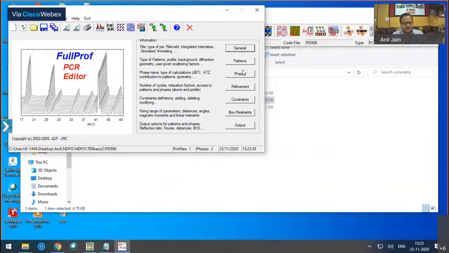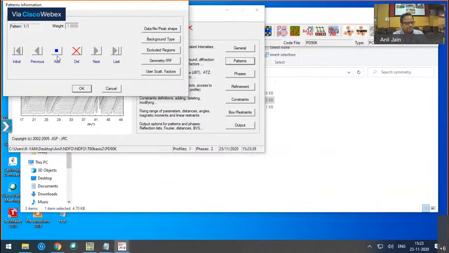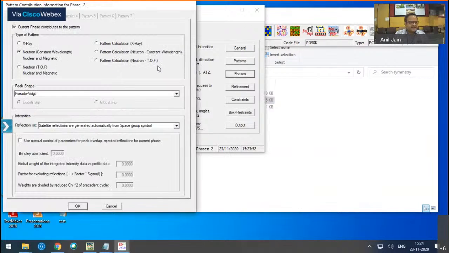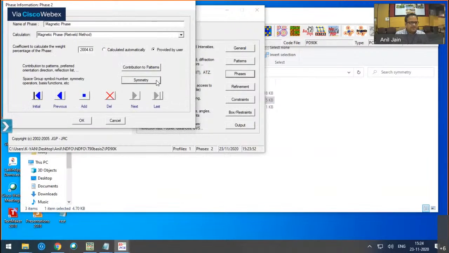Now, I would like to go directly to this pattern. We have only one pattern, and what we have is 2 phases. One is the structural model and the other is the magnetic phase. And you can enter here in the magnetic phase that this is with constant wavelength, and we have to go importantly to the symmetry.